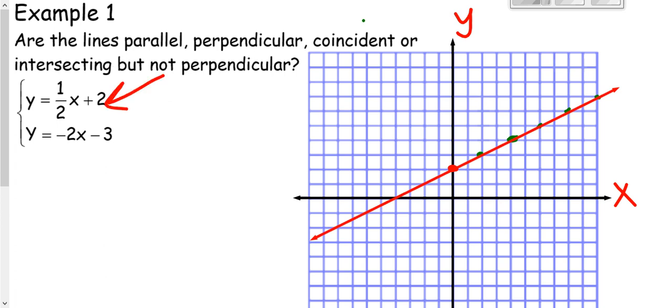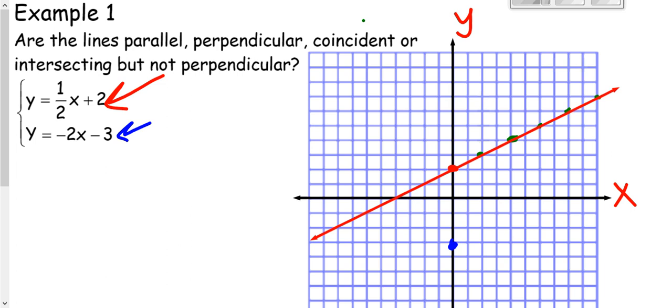Okay, so now let's go look at our second equation. And our second equation I'm going to do in blue. And so which is my y-intercept? So thinking back again, remember y equals mx plus b. That negative 3 would be our y-intercept. So where am I going to go with that negative 3? I'm going to go down 3. So 1, 2, 3. There's my first dot right there.